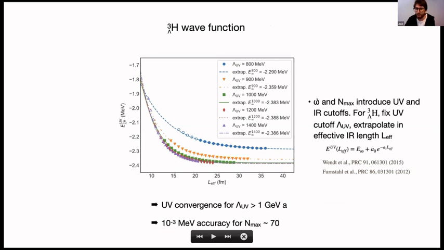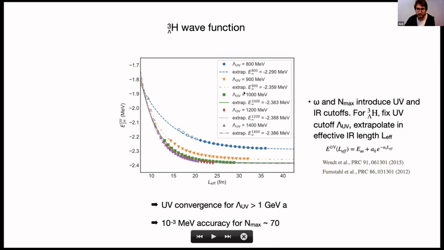And what we do is translate these two values, the frequency and Nmax, to effectively two cutoffs, a UV and an infrared one. We fix a large enough UV scale so that all the physics is included up to that scale. And then we extrapolate in the infrared cutoff or effective length. And we see that it's also very well converged with this approach.